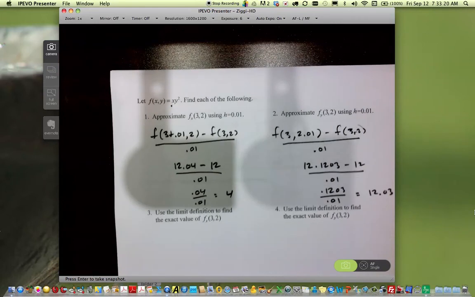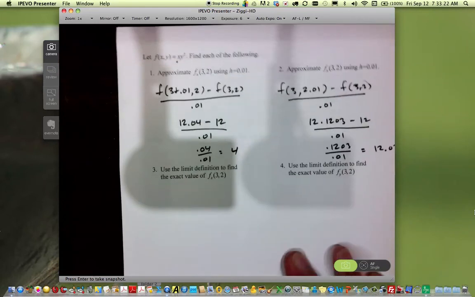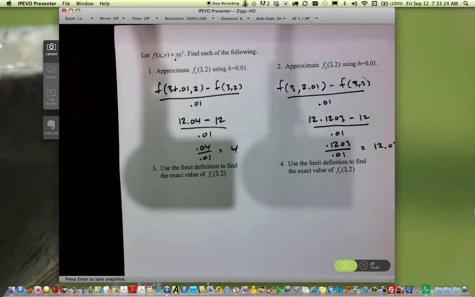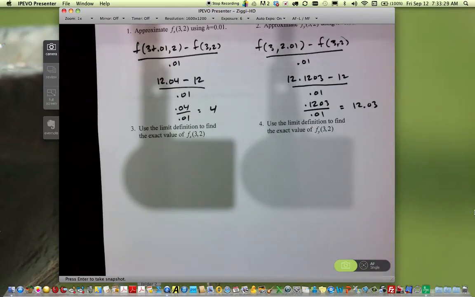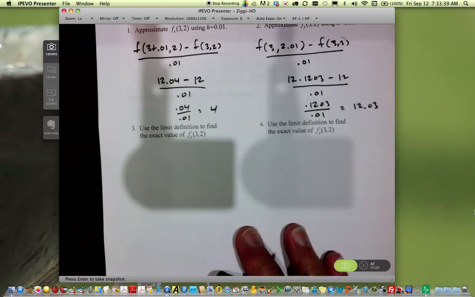Okay, now these last two questions get into some of the stuff in section 14.2, but I think you can probably use this technique when you are answering the questions on the quiz for Monday. We want to use the definition to find the exact value of this function.